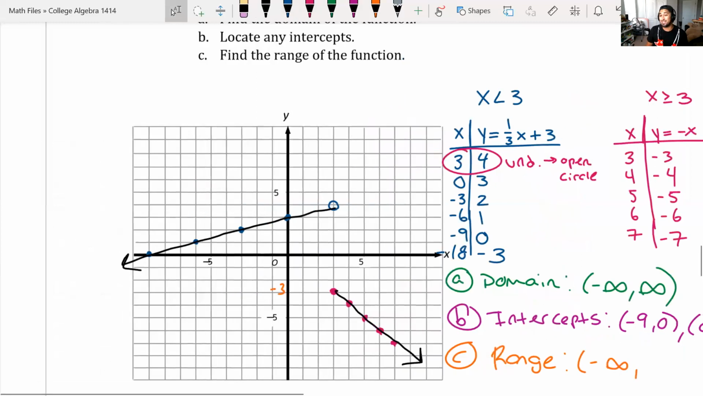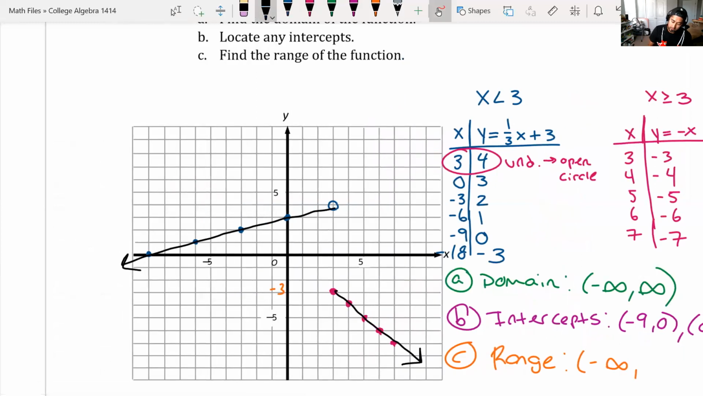So I guess essentially to put it together, since this graph is headed to negative infinity without stopping, this means that my y values will also not stop. So my y values will exist from negative infinity to infinity.